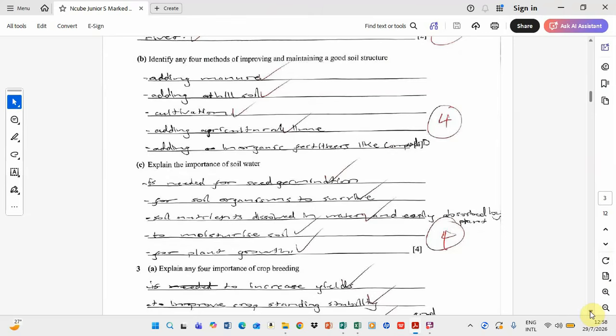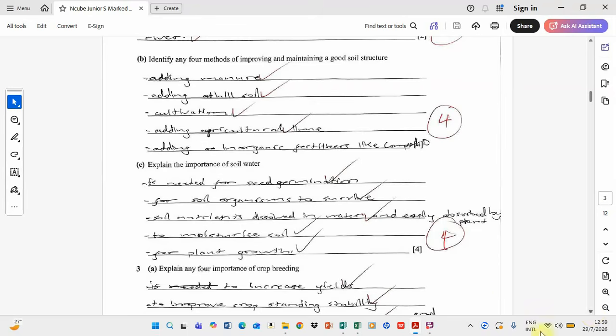Good soil structure. When you talk of soil structure, we're talking about the arrangement of soil particles. So to maintain them or to improve them, we can add organic matter, or someone can just say add manure. We can also add endial soil, especially on sandy soils. We can also cultivate the soil. We can also add agricultural lime. These are the methods that can be put in place to improve soil structure.